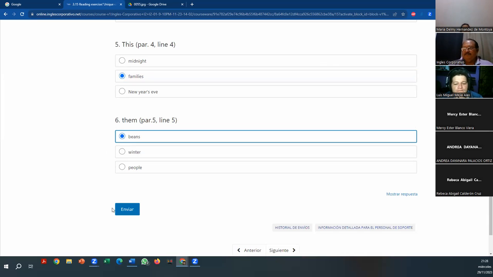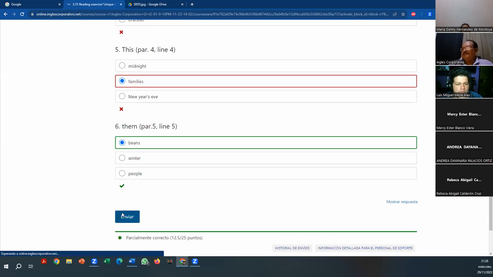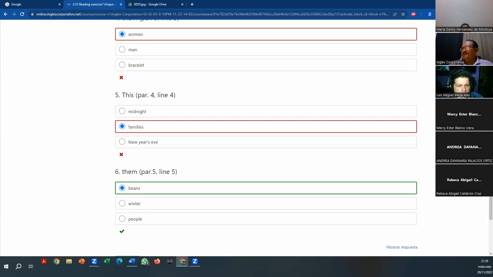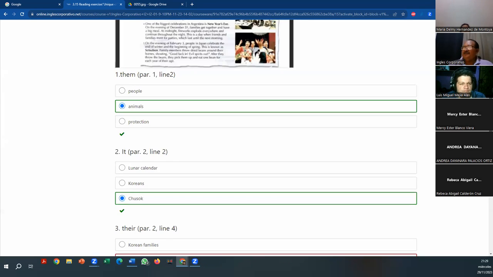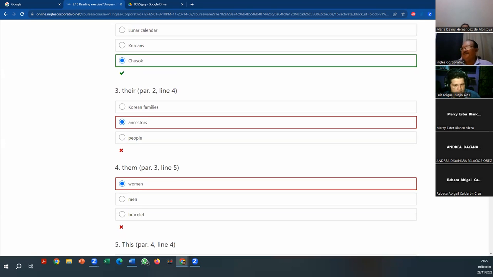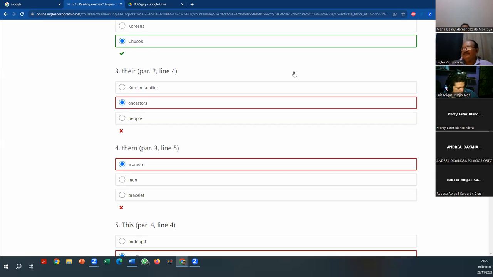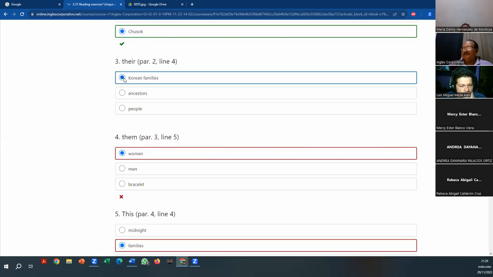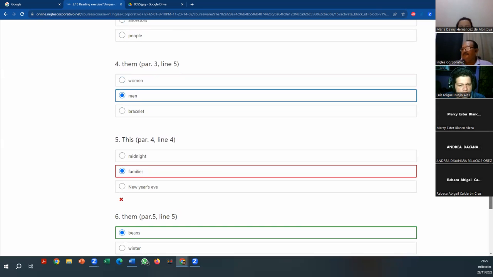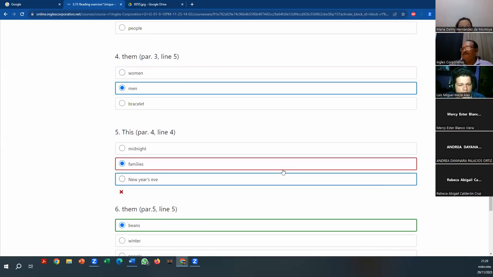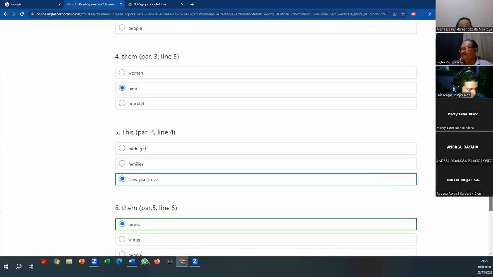The beans? Yes, teacher. No, the people? No, the beans. It's wrong. And the pine. My question: four and five, five and six. So we have one, two, three: Korean families, Korean men. Men give. Then New Year's Eve, this midnight? New Year's Eve.